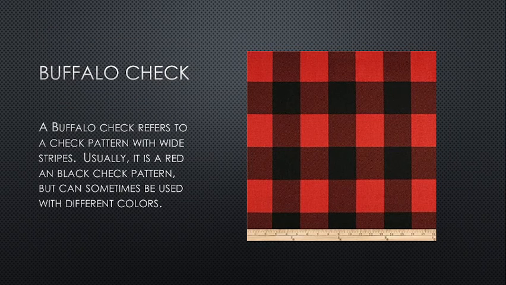The buffalo check. A buffalo check refers to a specific check pattern with wide stripes. It is usually a red and black checked pattern, but can sometimes be used with different colors. We most often see the buffalo check on flannel shirts, but can be used in many other garments.